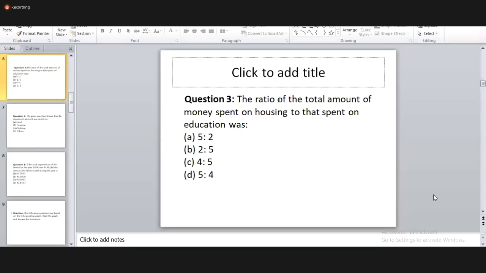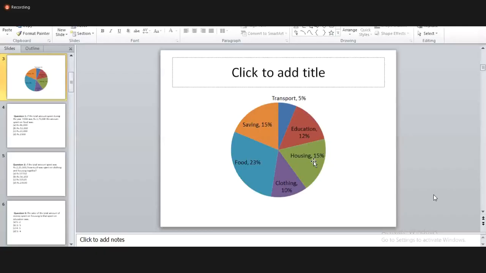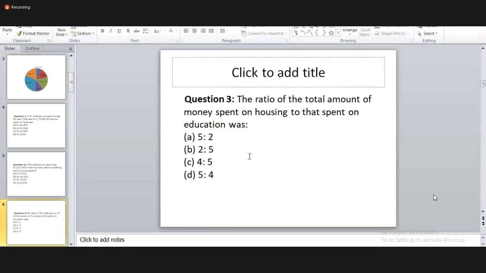What is the ratio of the total amount spent on housing to the total amount spent on education? This is a very easy one. Housing is 15, education is 12. So 15 is to 12.